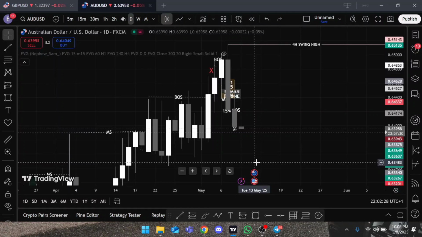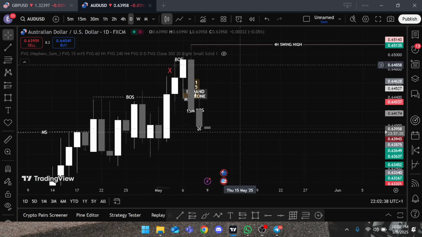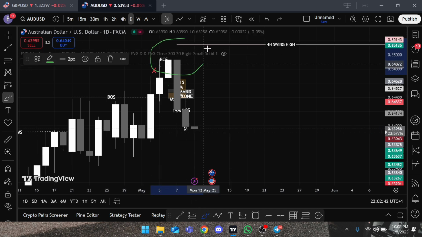This is why the AUD USD trade was not it. Remember, we need to see a break of structure, and as you can see, there's a break of structure right here. You can see a break of structure which created a higher high. Now we're waiting for a retracement.